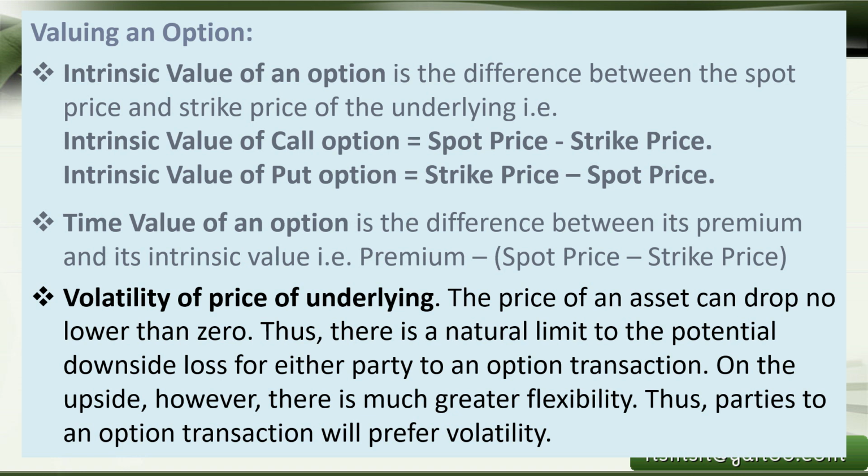Now, the volatility of the price of an underlying: the price of an asset can drop no lower than zero. It cannot be lower than zero. Thus, there is a natural limit to the potential downside loss for either party to an option transaction. On the upside, however, there is much greater flexibility. Thus, parties to an option transaction will prefer volatility. Because when it is out of the money, they will not exercise that option, so the loss cannot go beyond that level.